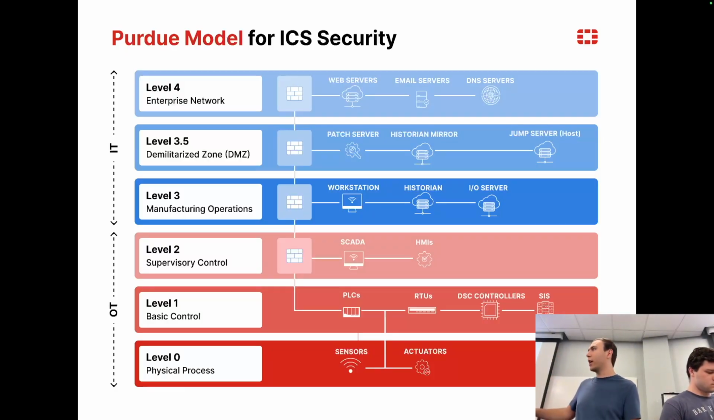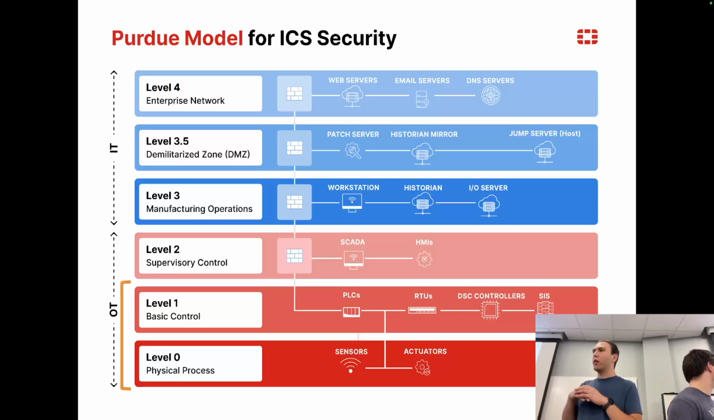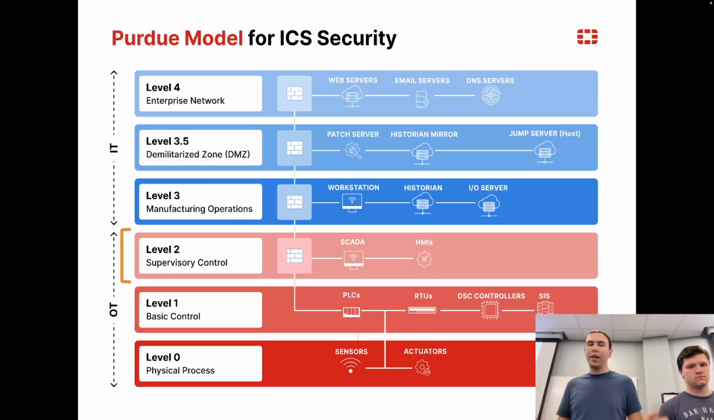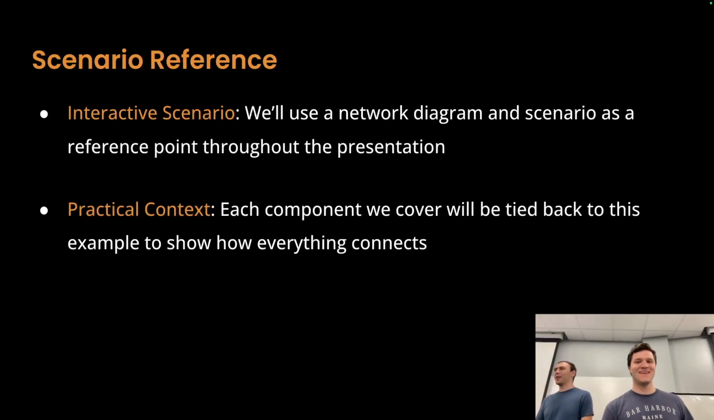Today we're going to be covering the OT section, level 0 through 2. Levels 0 and 1 we'll cover first. These are the physical devices that are touching the industrial processes. Level 2 has some devices that are specific to hardware, but they're a lot more at the software level, and we'll get into what that means when we get there. But first, we have to go over the scenario we're going to be using to ground all of our examples.